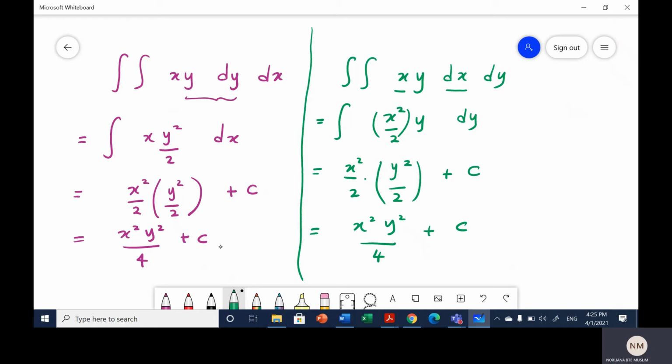As you can see, whether we perform dy dx or dx dy for the same function, the final answer at the end is equivalent. It is the same answer. No matter whether we are evaluating dy dx or dx dy for the same function, at the end the answer is equal.